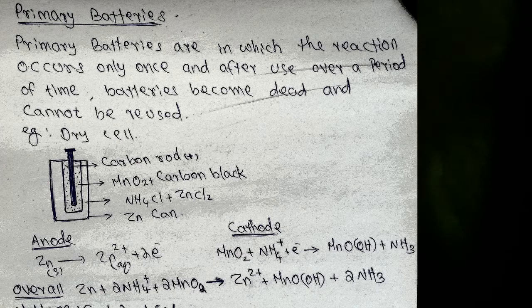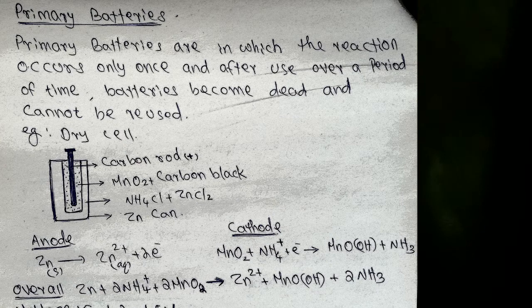This mixture of manganese dioxide and carbon black is surrounded by a mixture of ammonium chloride and zinc chloride. All this mixture is included in a container made of zinc metal, a zinc can.